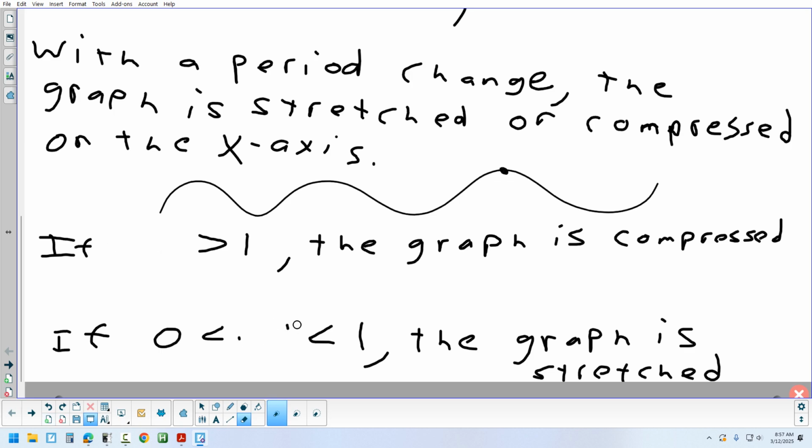Okay, so there's two cases. Either it's going to stretch or it's going to compress. If you put a number in front that's bigger than 1, that will cause the graph to compress. The bigger you make this number, the more compression you get. So it's the opposite of what you would think. As this gets bigger and bigger, the graph gets squished more and more. If you put in a number between 0 and 1, like 0.5, okay, any decimal between 0 and 1, that will cause the graph to stretch.